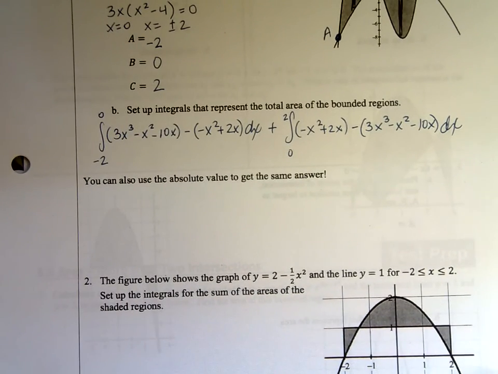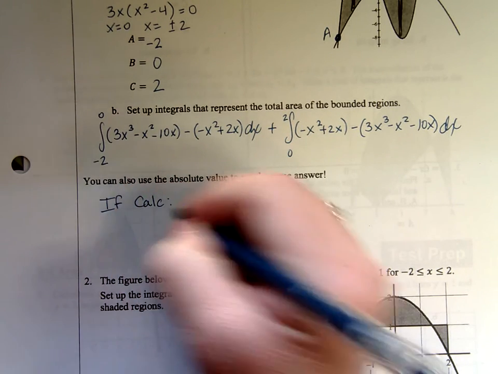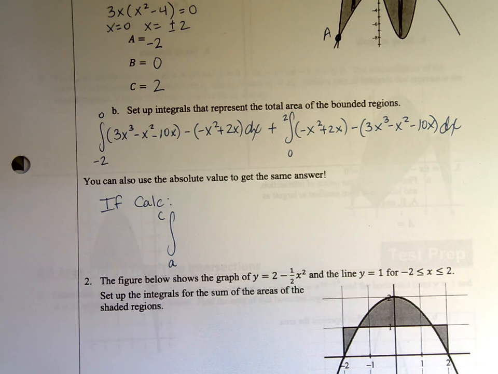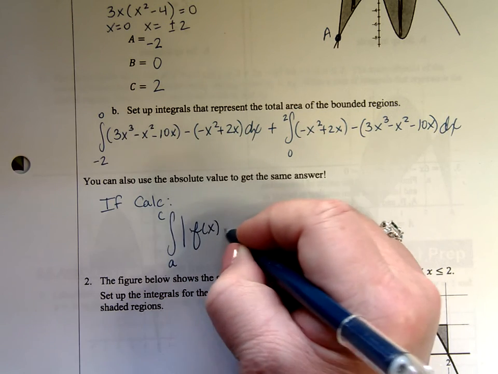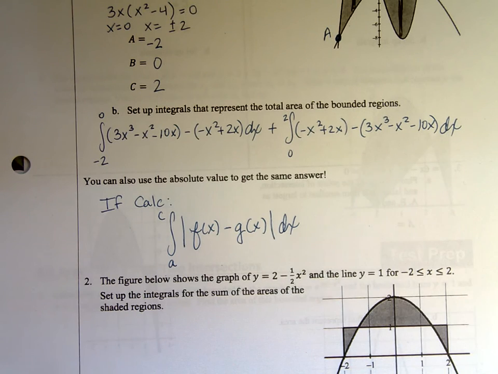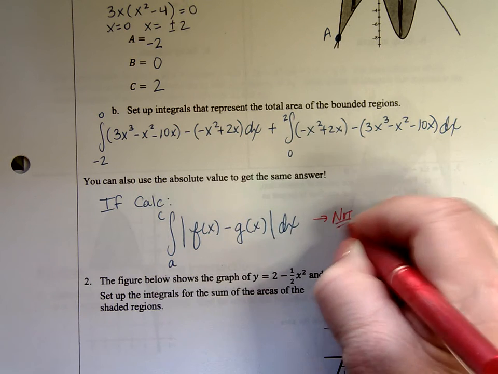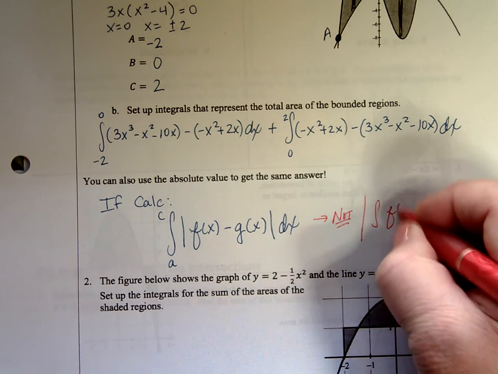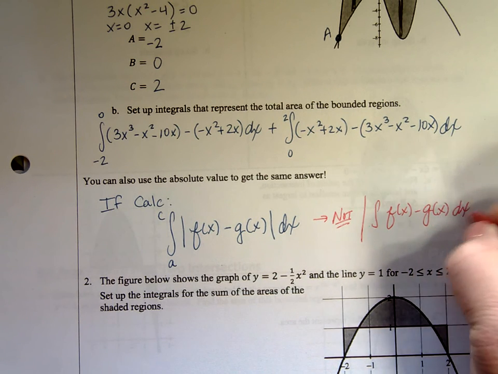Now you can also use absolute value and get the same answer if it's a calculator active question. So if you can use a calc, here's another way you could do this. You could literally go from A to C. You can go from negative 2 to positive 2 and take the absolute value of f of x minus g of x with respect to x. Now realize that is not taking the absolute value of the integral of f of x minus g of x. It's not that. They're not the same things.